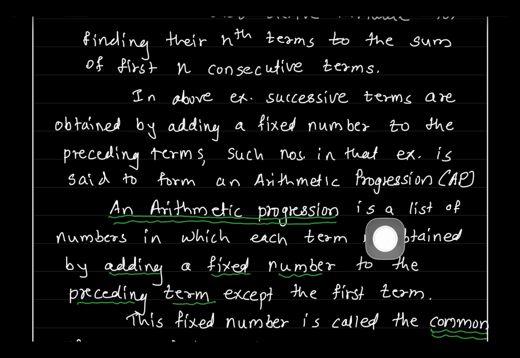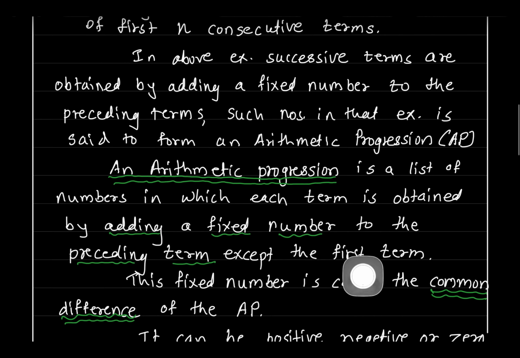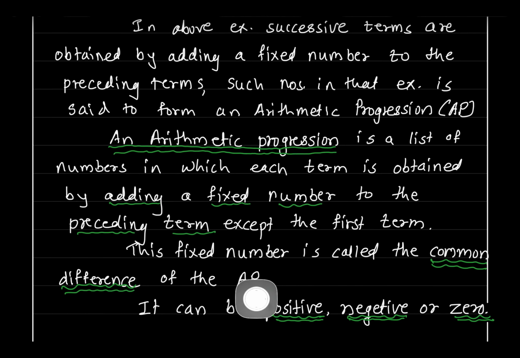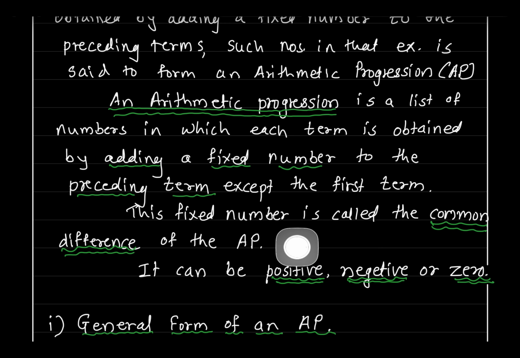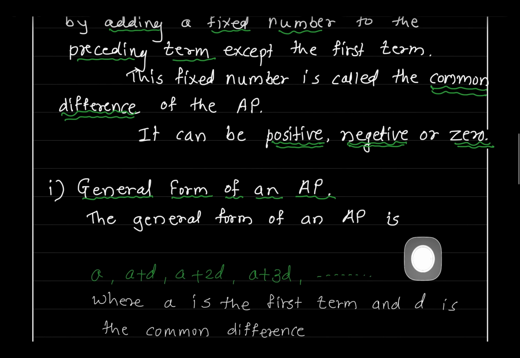What is an arithmetic progression? It is a list of numbers in which each term is obtained by adding a fixed number to the preceding term, except the first term. This fixed number is called the common difference of the AP. We are adding a fixed number, and that number is called the common difference. It can be positive, negative or 0.